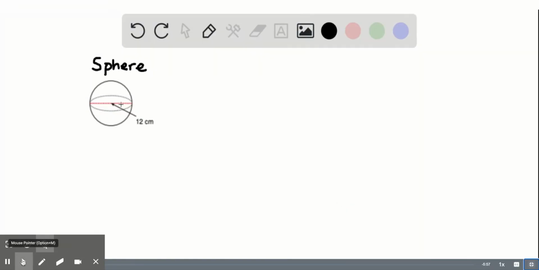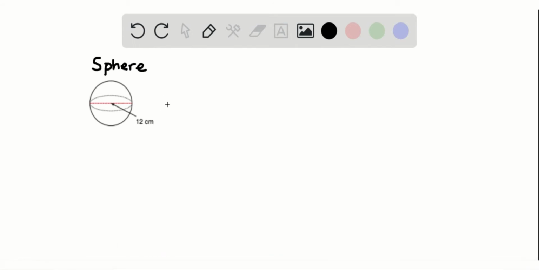Okay, our objective today is to work some problems together where we are finding the volume of a sphere and the volume of a cone. All right, we're going to start off reviewing a little bit with the surface area of a sphere. So this is our sphere right here.